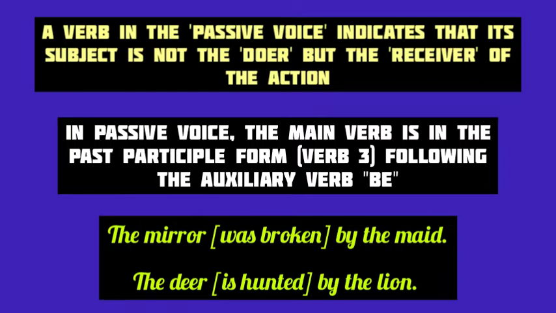the action of breaking. In the next example, the verb "is hunted" is also in the passive voice. "Is" is the present form of the helping verb be and "hunted" is the past participle of the main verb hunt. This passive verb also shows that the subject of the sentence, the deer, is not doing the action but receiving the effect of the action of hunting.